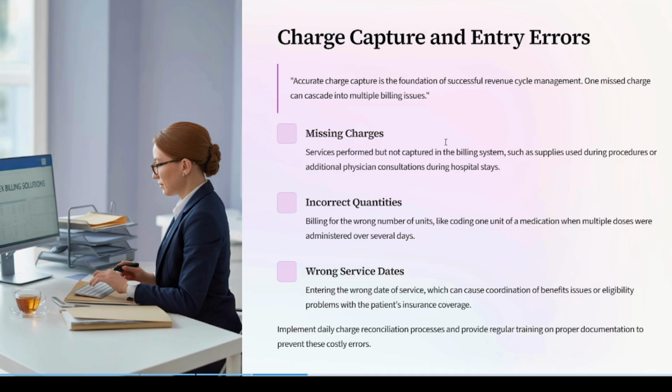All right, so wrong service dates. Entering the wrong date of service, which can cause coordination of benefit issues or eligibility problems with the patient's insurance coverage. Implement daily charge reconciliation processes and provide regular training on proper documentation to prevent these costly errors.